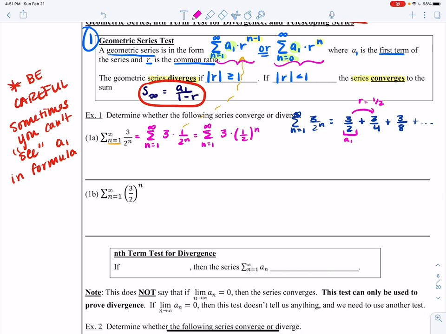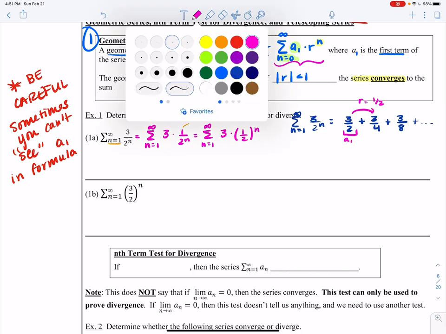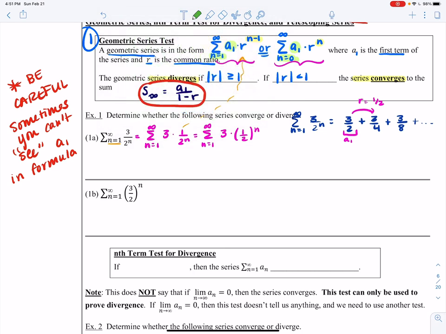Now, I could really easily make a very, very serious error here. If I look at this, it looks like the first term is 3. Guys, the first term is not 3. The first term is actually 3/2. Because if this starts at an index of 1, technically the power is supposed to be n minus 1. So how do I make that happen?